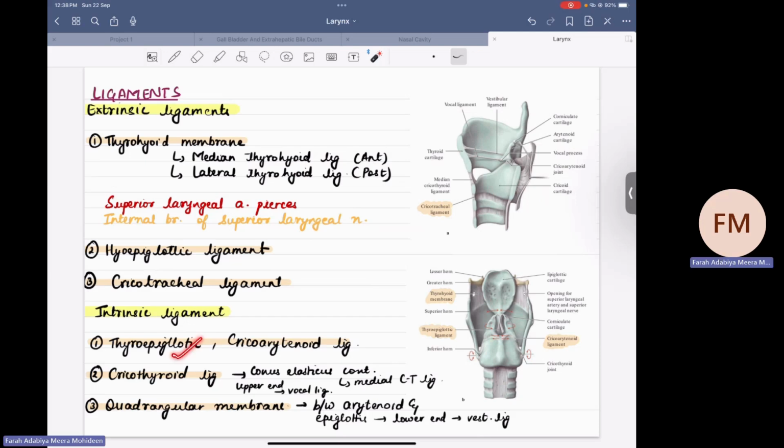Then you have your intrinsic ligaments or internal ligaments. You have your thyroepiglottic, from your thyroid cartilage to your epiglottis, and then you have a cricoarytenoid from your cricoid cartilage to your arytenoid cartilage. You also have your cricothyroid ligament, which is a continuation from your conus elasticus, which is also labeled in the frontal section diagram, and is a very important structure, along with your quadrangular membrane, right? Your quadrangular membrane over here, as you can see, is between your arytenoid and your epiglottis, and at the lower end is your vestibular ligament. And your cricothyroid ligament, on its upper end, you'll have your vocal ligament.